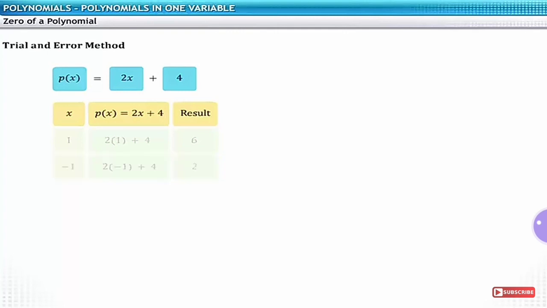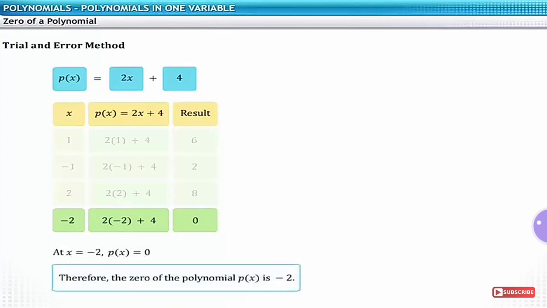Try using another value, 2, as the value of x. The value of the polynomial is 8, which is again not equal to 0. In the fourth try, you use -2 as the value of x. You will find that the value of the polynomial is 0. Thus, using the trial and error method, you can determine that the zero of the given polynomial is -2.